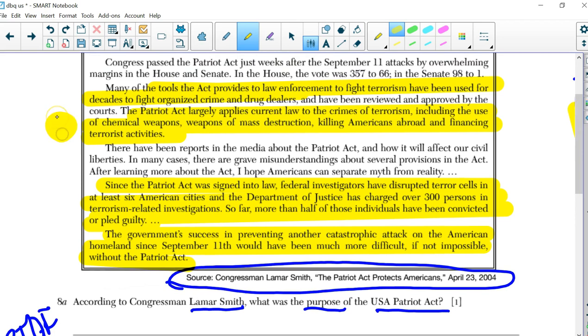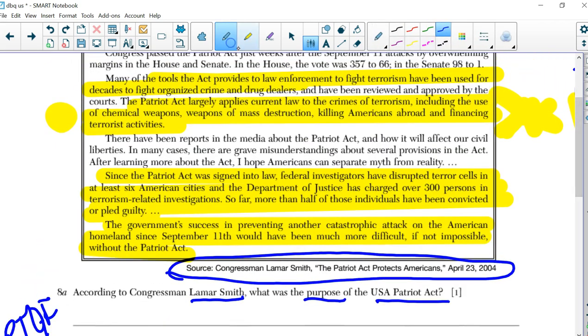I'm going to go with this right here. I was thinking up here, law enforcement to fight organized crime and drug dealers, but that's not actually telling you what the purpose of the Patriot Act was. It's just telling you about it. Most of the things that it gives law enforcement have already been used to fight organized crime. Then it goes into what it does. This is it right here. Okay? I need a pen anyway, so let me click on my pen so I can put a star there. Okay, so this will be number 1, and number 2 is going to be down here.